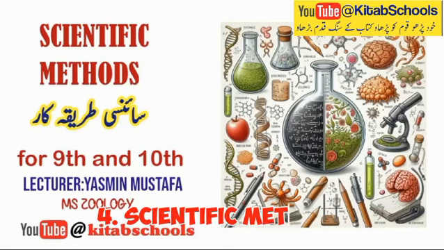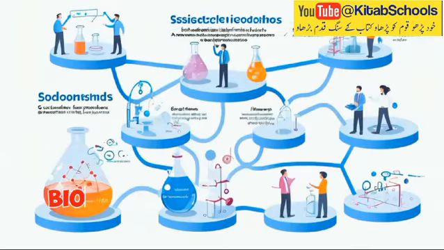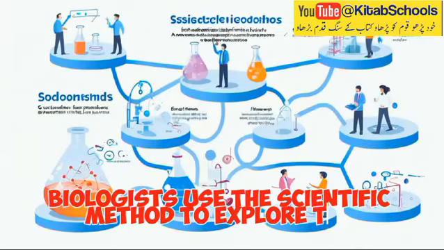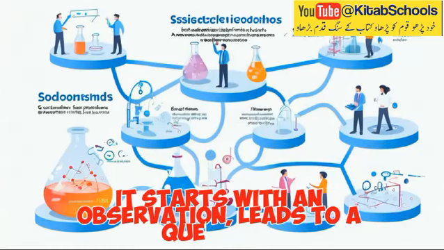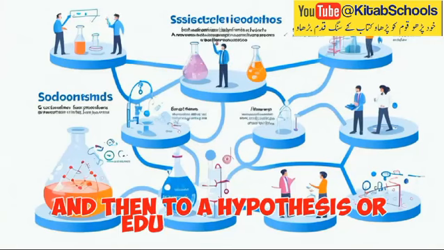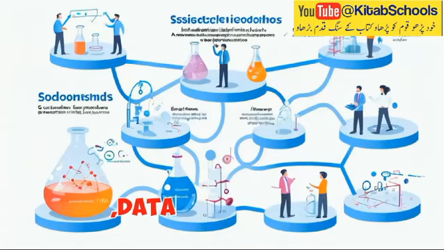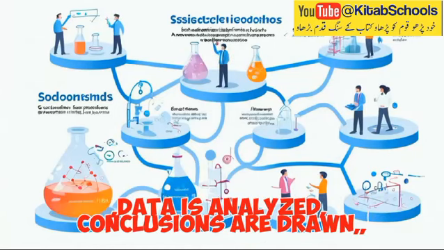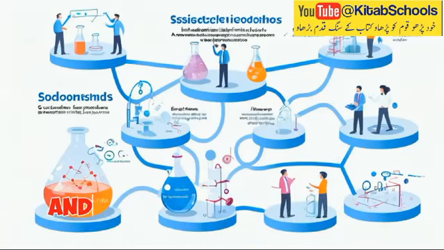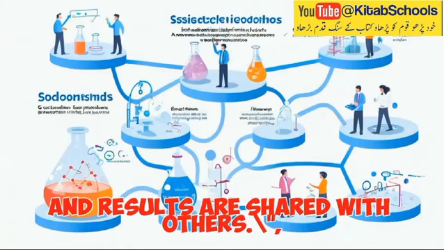Scientific methods. Biologists use the scientific method to explore the world. It starts with an observation, leads to a question, and then to a hypothesis or educated guess. After that, experiments are conducted. Data is analyzed, conclusions are drawn, and results are shared with others.